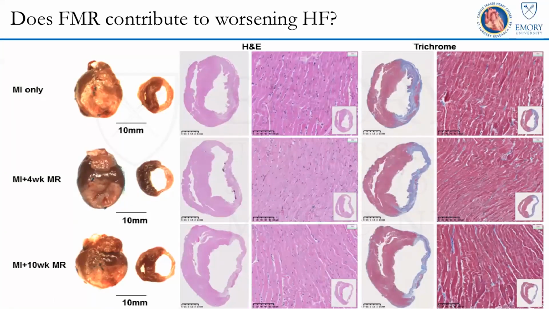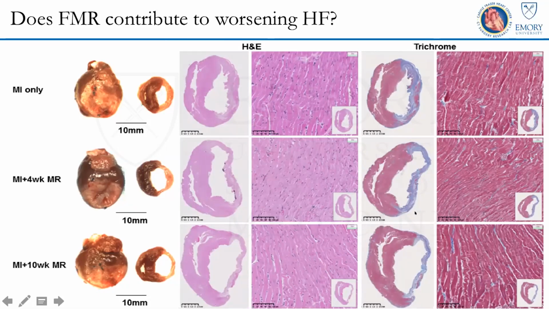Here is a histopathological image of a representative heart from each of these groups upon termination at 10 weeks. And there are a couple of things which could be clear. The first thing is that this is an MI. The top right is an MI only group, and the bottom two are with MR.